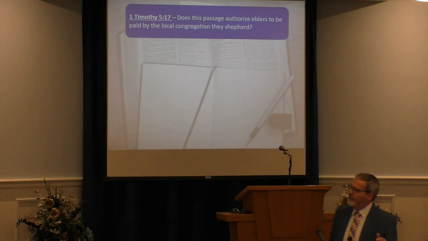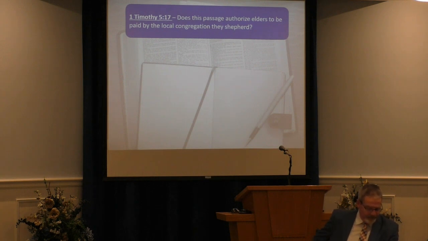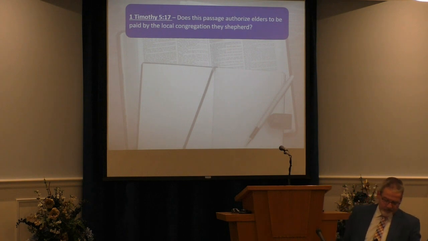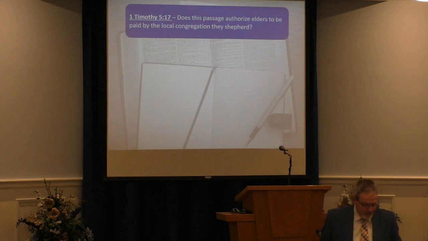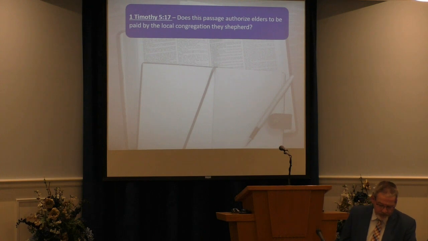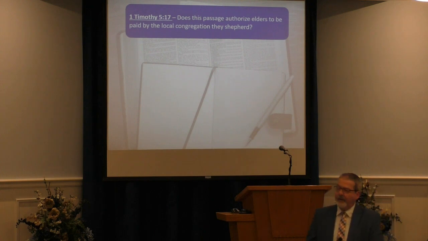So let's look at the verse, first of all. It says, let elders who rule well be counted worthy of double honor, especially those who labor in word and doctrine. For the scripture says you must not muzzle an ox while it treads out the grain, and the laborer is worthy of his wages. And then he goes on, still talking about elders, do not receive an accusation against an elder except from two or three witnesses. And those who are sinning, rebuke in the presence of all that the rest may fear.